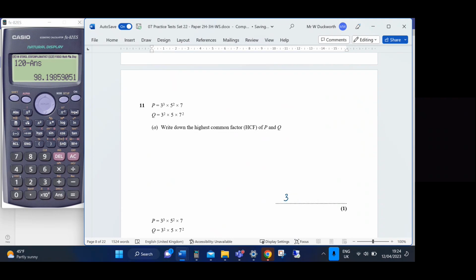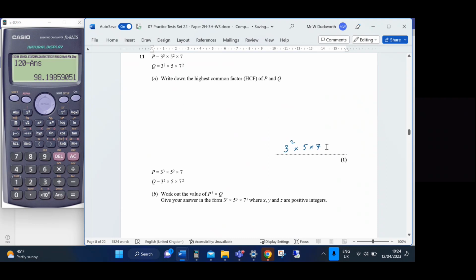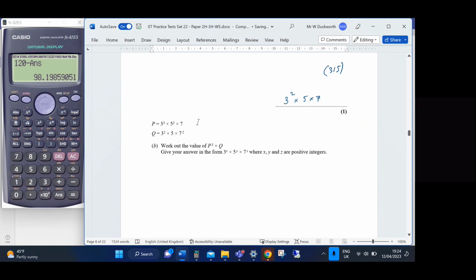So the highest power of 3 that they have in common is 2. They also both have a 5 in common, and they both have a 7 in common. So I'm going to write that down, although I'm sure that the actual value would be absolutely fine, which would be 7 times 5 is 35, times by 9 would be 315. So I'm guessing 315 would also be perfectly acceptable.